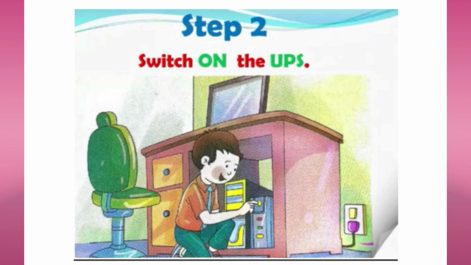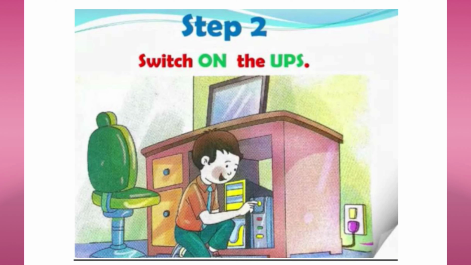Now we are going to learn about step 2. In step 2, we are going to switch on the UPS. As you know, UPS's full form is uninterrupted power supply. When power is gone, our computer stays on. How is it possible? By the help of UPS. This is a kind of battery. So in step 2, we are going to turn on our UPS.